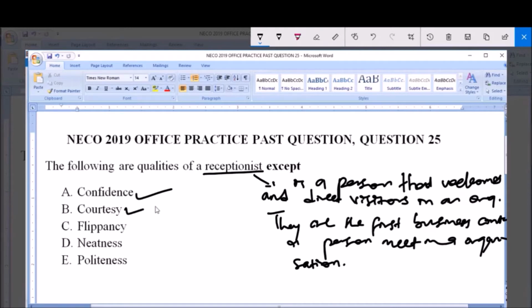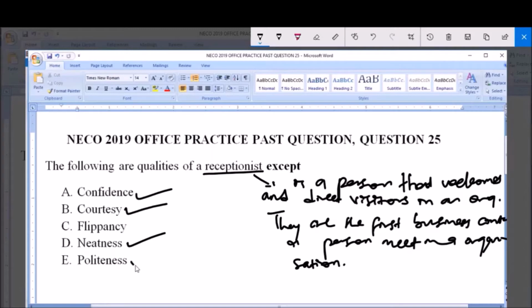Now B here says courtesy. Courtesy is also a quality of a receptionist. A receptionist must be courteous, cheerful, and have a pleasant speaking voice. Now D here says neatness. Neatness is also a quality of a receptionist, because it is compulsory that a good receptionist must always dress neatly and smartly.